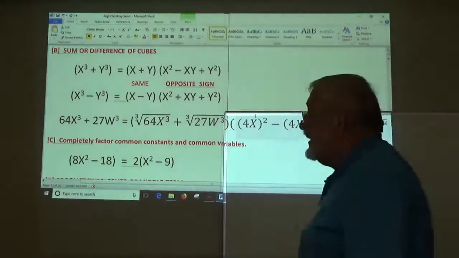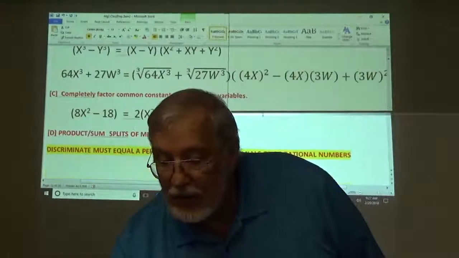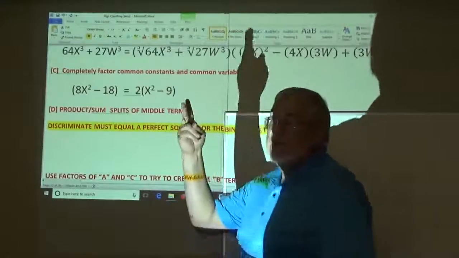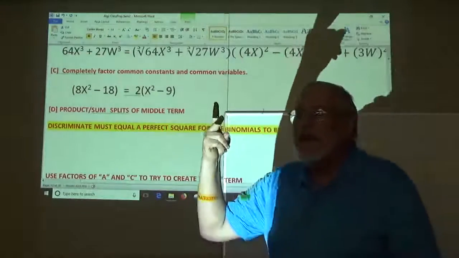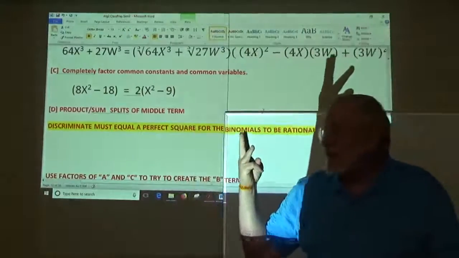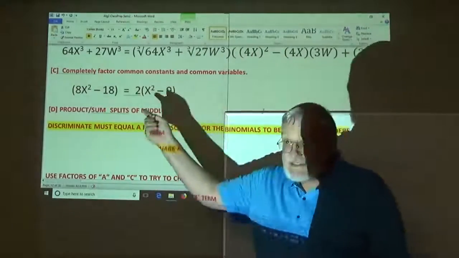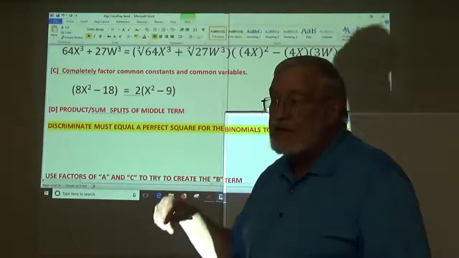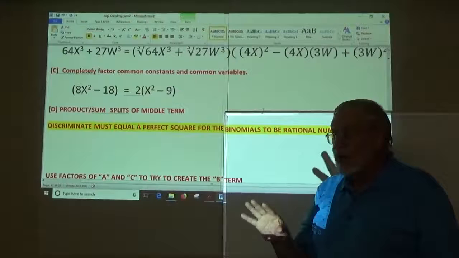All right, so here's an example. 64. You should memorize what's 2 cubed? 2 cubed is 8. You need to memorize that. 3 cubed, 27. You need to know that. 4 cubed, 64. 5 cubed, 125. 6 cubed is 216. You should know all 6 of those.